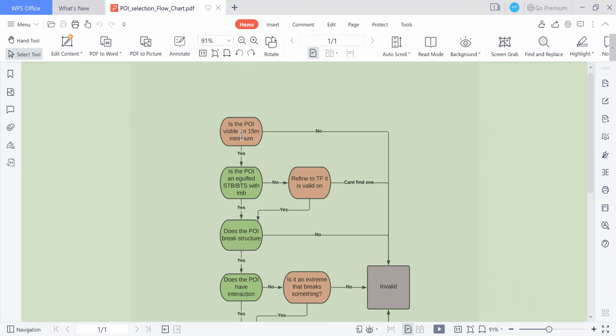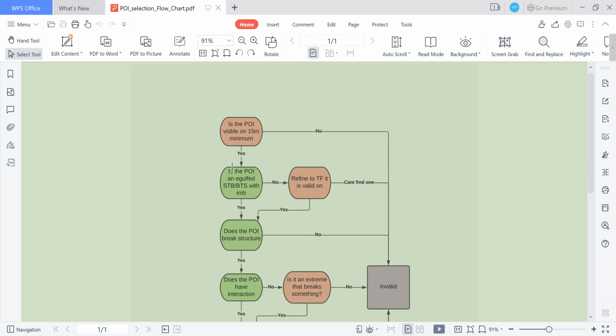Now, is the POI visible on the 15-minute time frame? Any POI you are seeing on a time frame less than 15 minutes, you don't want to use it. You are seeing a POI on the 5 minutes time frame, you are not interested in it. You are seeing a POI on the 1 minute time frame, you are not interested in it. You understand? So that's what this means. Is it visible on at least the 15 minutes time frame? Now, if this is yes, then you proceed to the next question. If it is no, then that POI is invalid. You ignore it. All right?